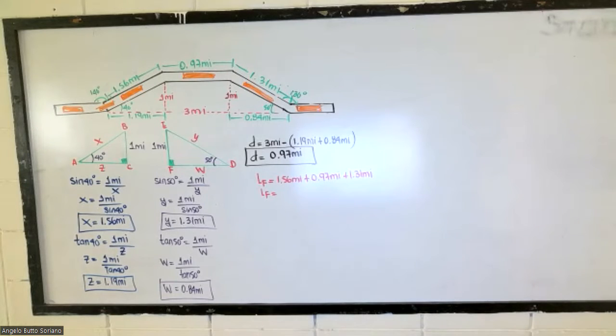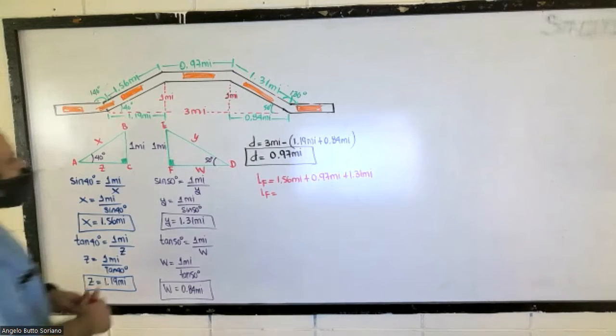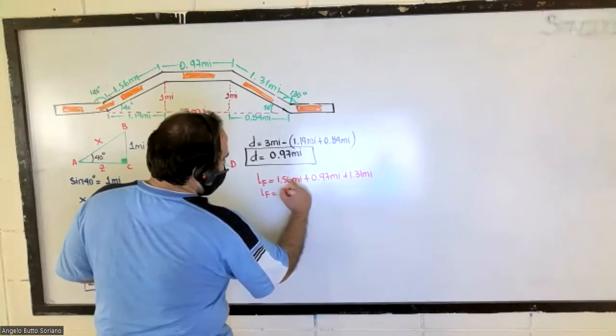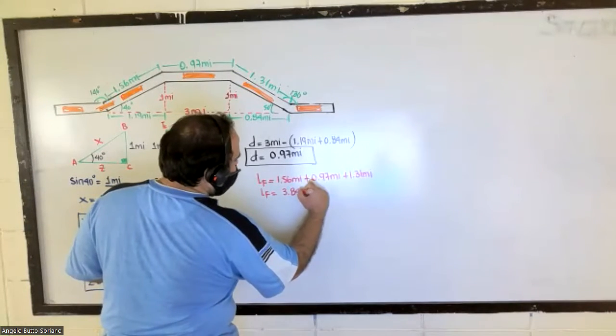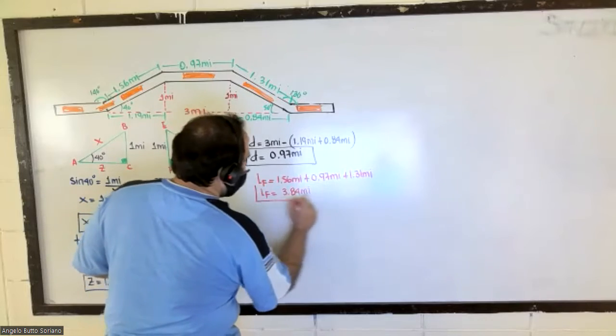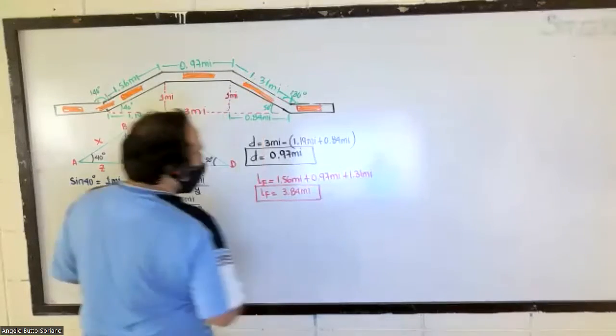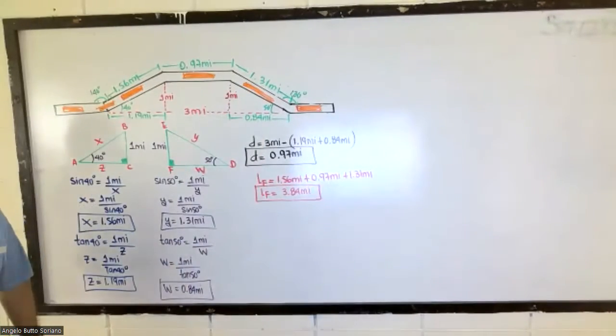La suma de los tres. Ujú. 3 puntos. Perfecto. 3.84. All right. So 3.84 miles. This is going to be the solution set for problem number 3, classwork number 3.